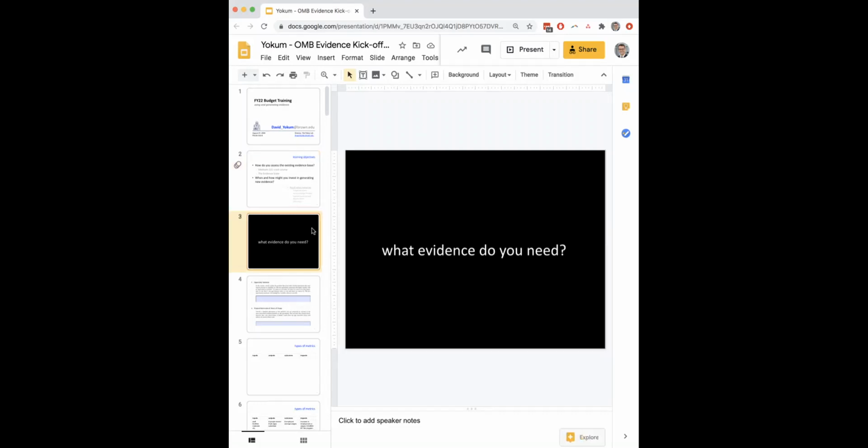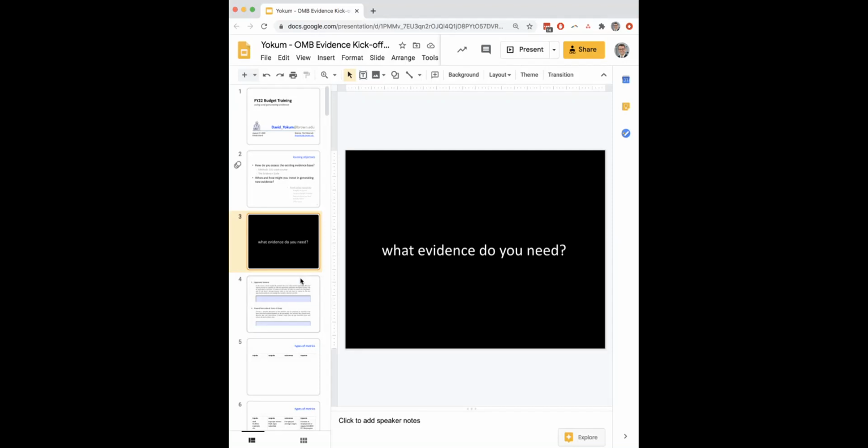And so this begins, of course, with the question of what evidence you actually need, which is in turn a function of what it is that you're trying to accomplish and where you have some information gaps that if you could somehow fill them would tip the way you're making a decision in terms of how you're making an investment, how you're designing a policy.